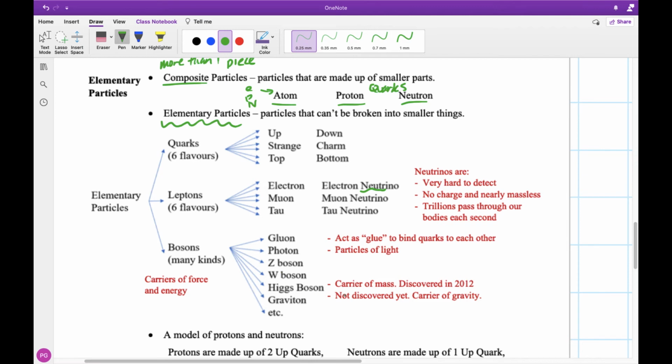The Higgs boson, this is responsible for the mass of particles. The graviton is responsible for gravity, although we haven't discovered it yet. And there's actually even more examples of different types of bosons here.